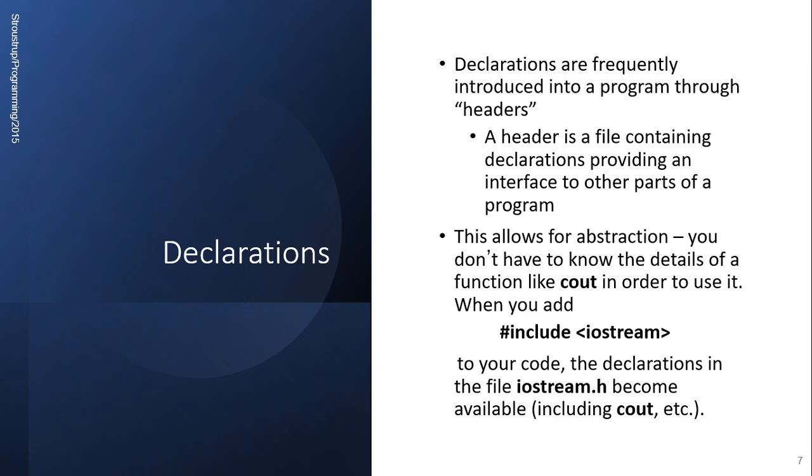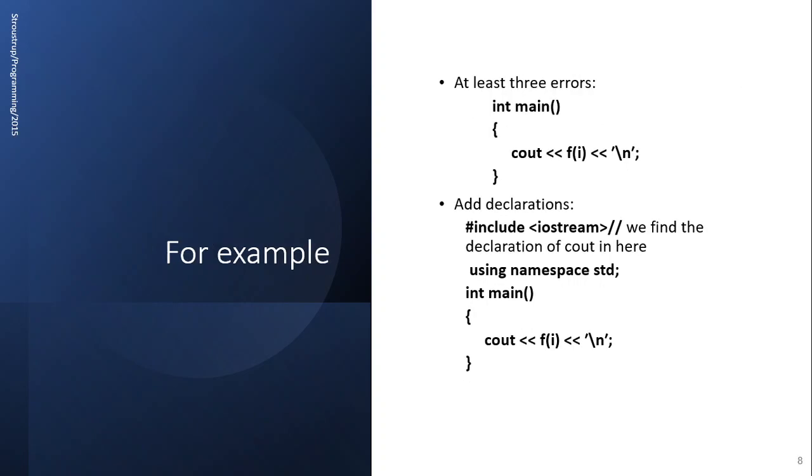So then the program that you're writing knows which functions are available to it and how to use those functions. So this is an example. For example, if you write this code, int main, and here we are printing cout, f, and within parenthesis I.